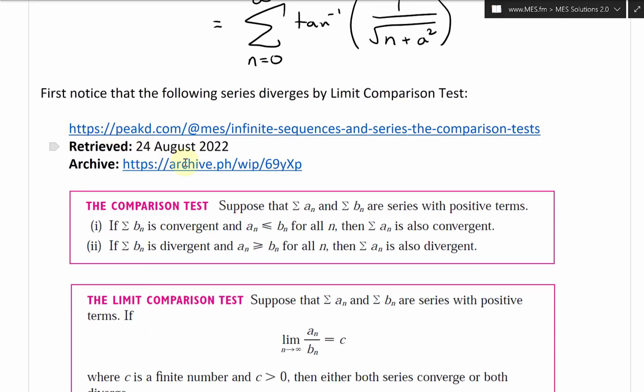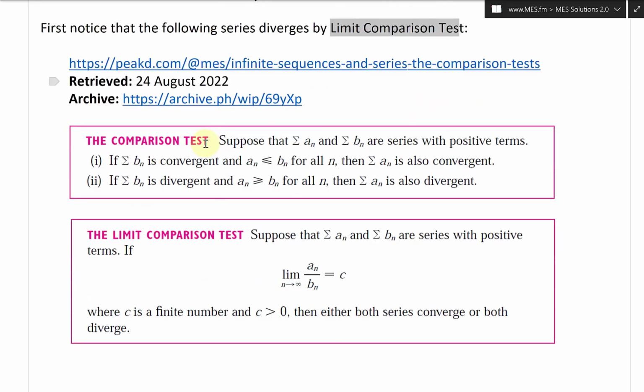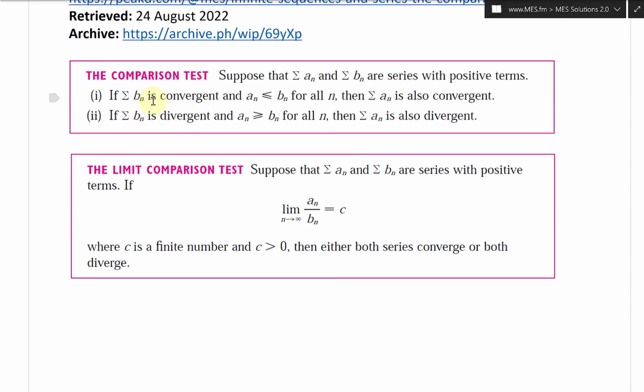So what we could do is first notice the limit comparison test. Let's recall this from my earlier video. The comparison test is: suppose that the summations of an and bn are series of positive terms. If the series bn is convergent and all the terms an are less than or equal to bn for all n, then the series an is also convergent. And likewise, if bn is divergent and an is greater than or equal to bn for all n, then the series an is also divergent. So that's the regular comparison test.